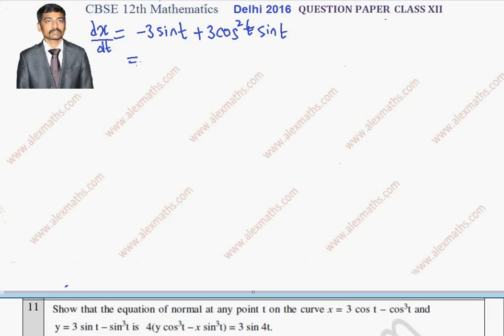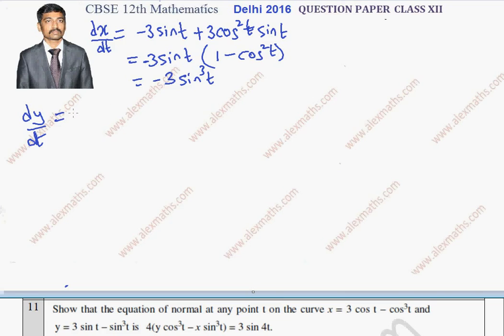Here I can take 3 sin t common. If I take minus 3 sin t common, this will become 1 minus cos square t, that is sin square t. So this is going to be minus 3 sin cube t. In the same way, if I find dy by dt, dx by dt we got it.